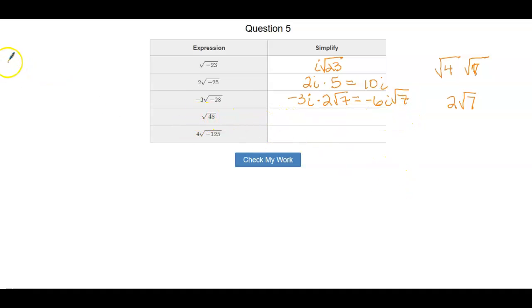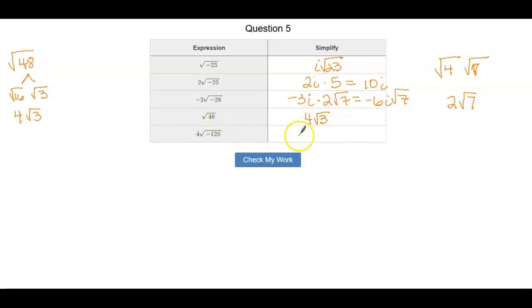Square root of 48, again, we're looking for factors of this number that are perfect squares, and we want the biggest factors. So we have 16 and we have 3, so the square root of 16 is 4, and the square root of 3 we leave alone. So simplified, this would be 4 times the square root of 3.